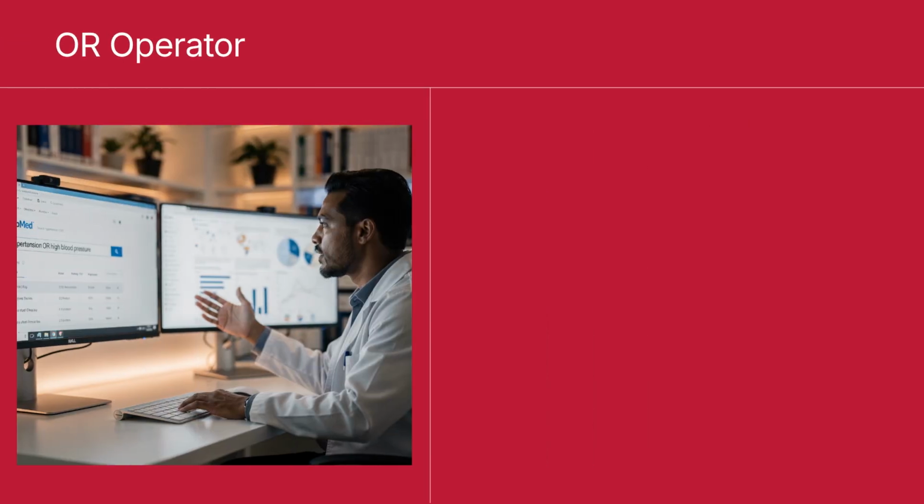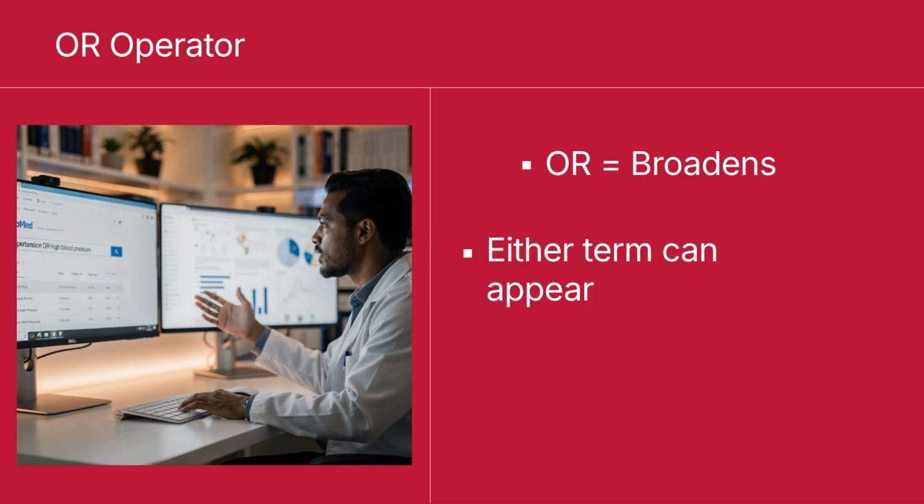The or operator is used to broaden your search by including multiple terms. When you use or, the database will retrieve articles that contain either one term or the other. This is especially useful when you are searching for synonyms or related terms that describe the same concept.